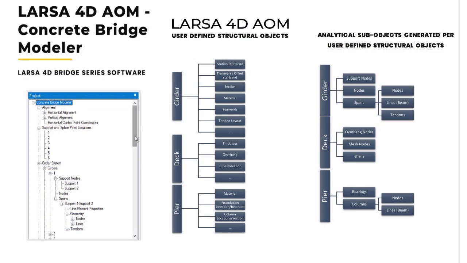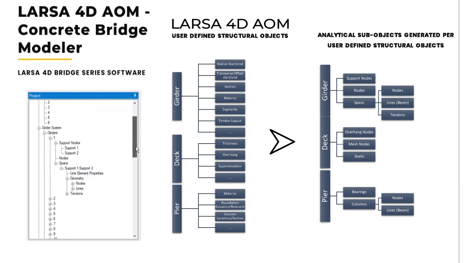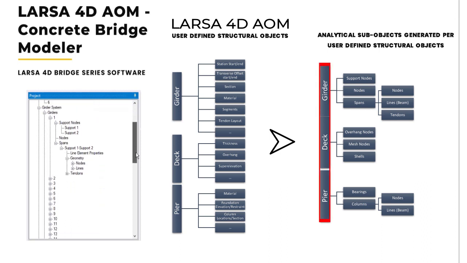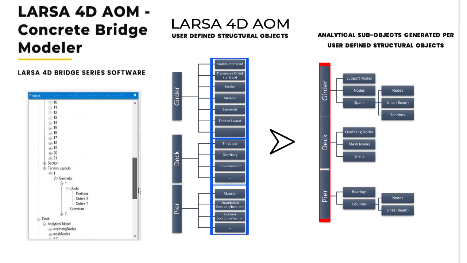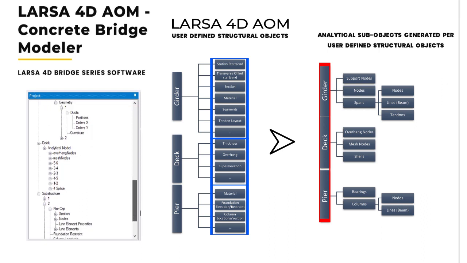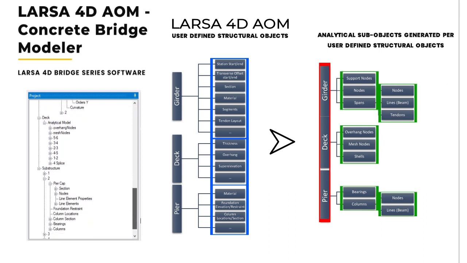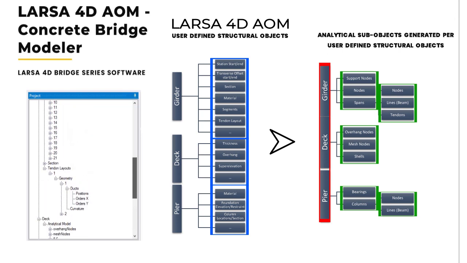The Concrete Bridge Modeler creates sub-objects based on the entered definitions. This includes girder, deck, pier, pier caps, and the other objects used to support modeling. These objects are created by entering simple parameters such as station, section, and materials. Based on the information entered, sub-objects such as nodes, shells, or lines, which represent the beam elements of the model, are automatically generated by the Concrete Bridge Modeler and used to create the analytical model.